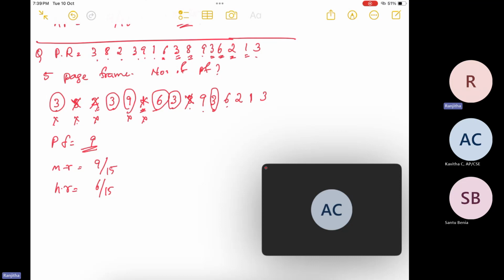Now we'll move on. There are other algorithms as well, like the LRU approximation algorithm called the second chance algorithm, and the enhanced second chance algorithm, counting algorithms, etc. So we'll see. If not, we'll have another session coming up, and at that time I'll take up the problem. So let's first finish the previous year question paper questions and then come back to this numerical.